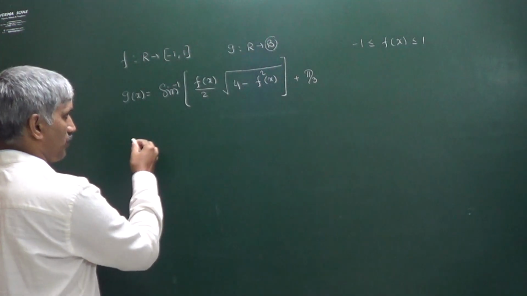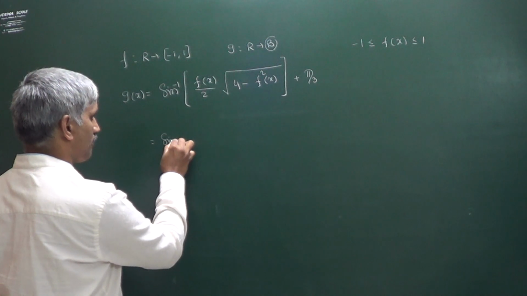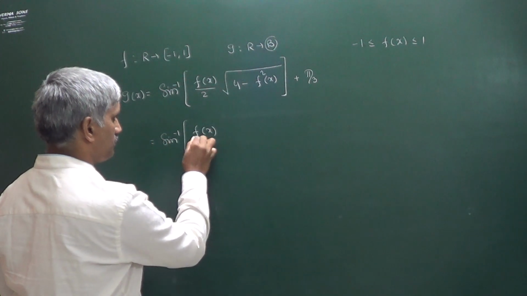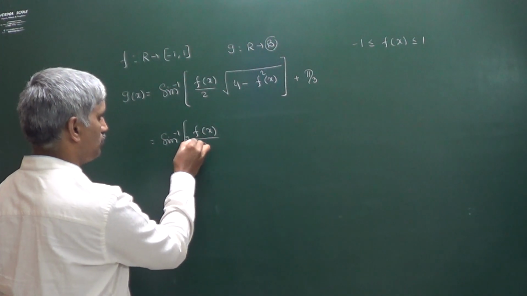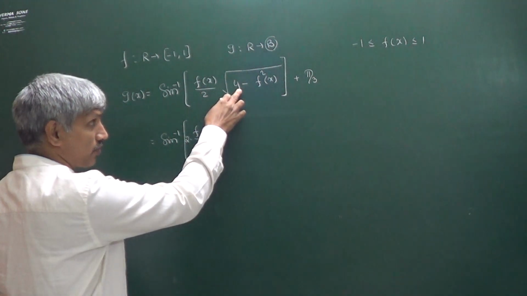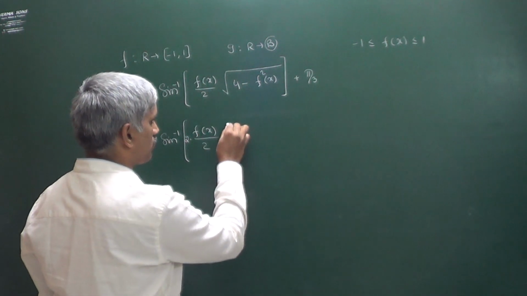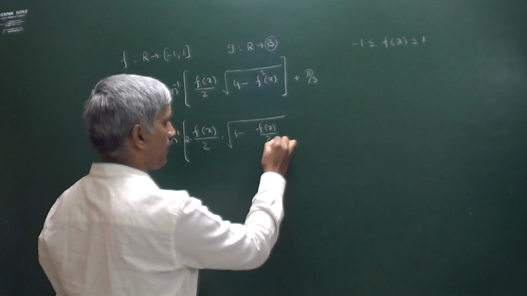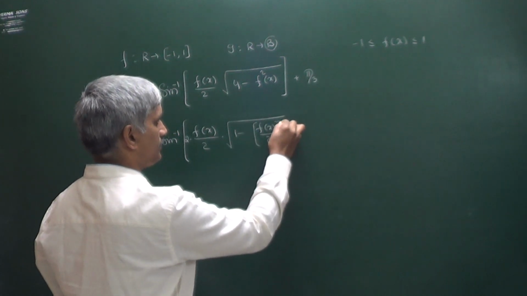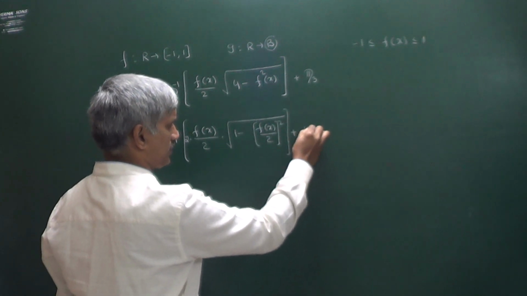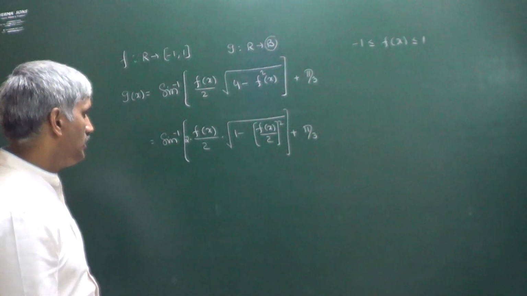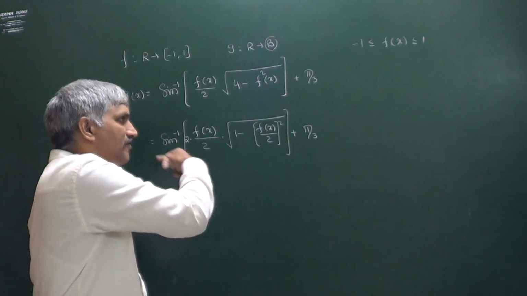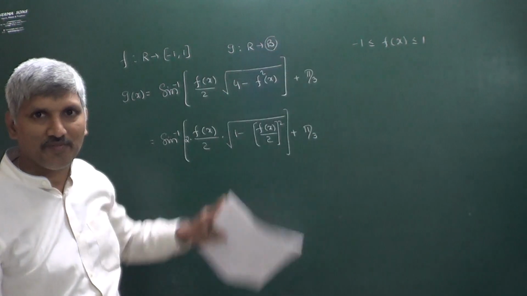Now what I am doing, observe here, this can be written as sine inverse of... we require to find the range of g of x. Sine inverse of f of x by 2 multiplied with 2, not multiplying with 2, I am taking 4 common. So into square root of 1 minus (f of x divided by 2) whole square plus pi by 3. This is the function. He is asking the range of this function, right? That means we have to find this entire function's range. That is nothing but the set B.